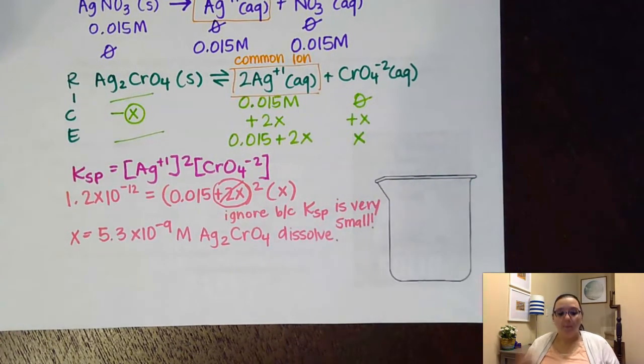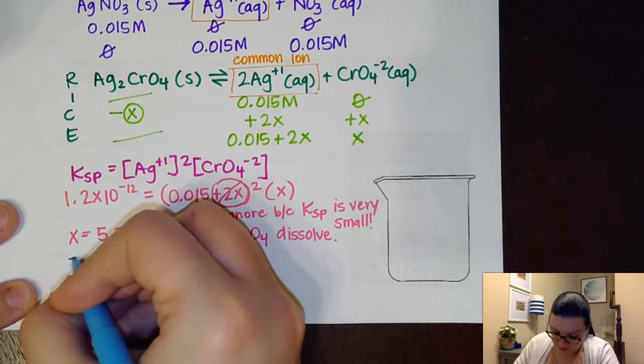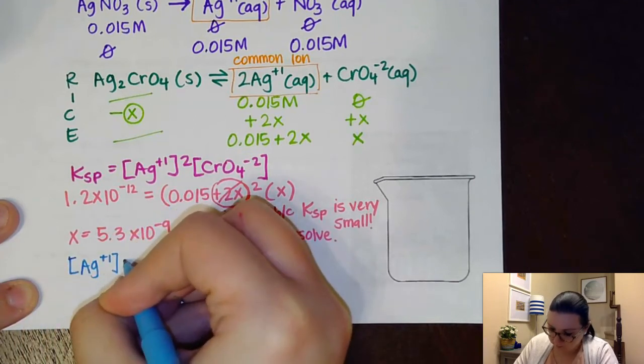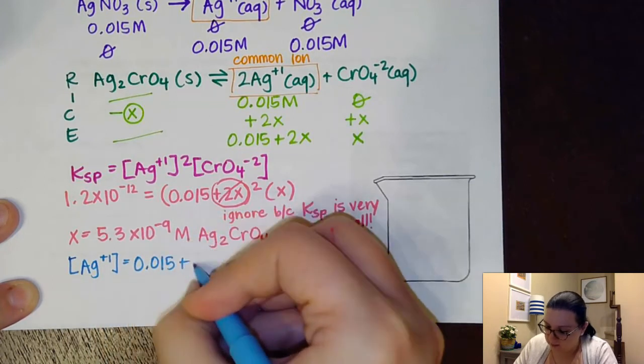Okay. But I also want to figure out my concentration of ions. Now I have to be really careful because I have a few more ions in play here than I did on the previous problem. Obviously, I still have the silver and the chromate. So let's talk about those first. My silver would be this 0.015 plus 2x.